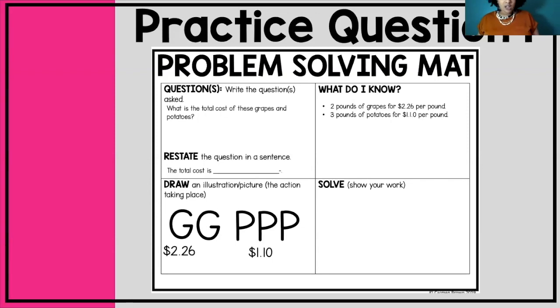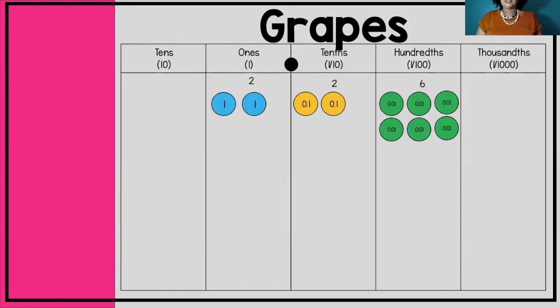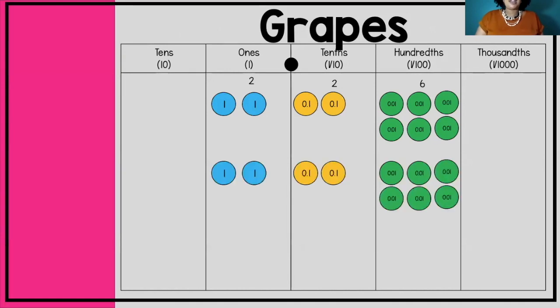Now I'm going to solve using my place value chart on the next couple of slides. So let's start with our grapes. We know that the grapes are going to cost us $2.26 per pound. So let's use our place value discs to show $2.26. But because we're looking at 2 pounds, I need to do $2.26 again.